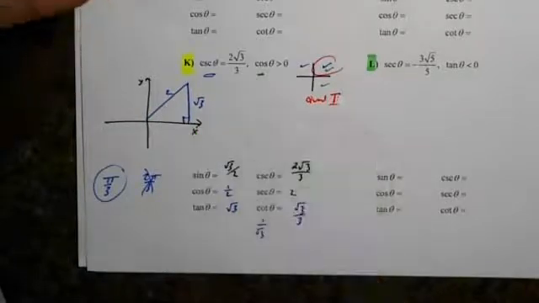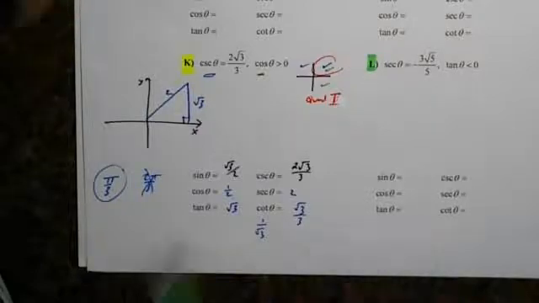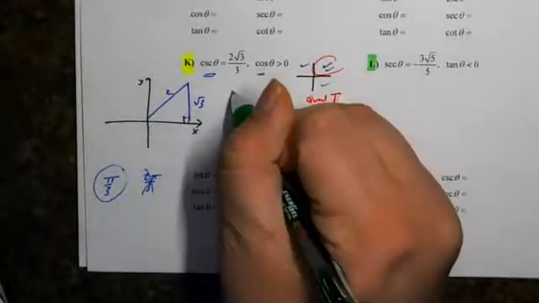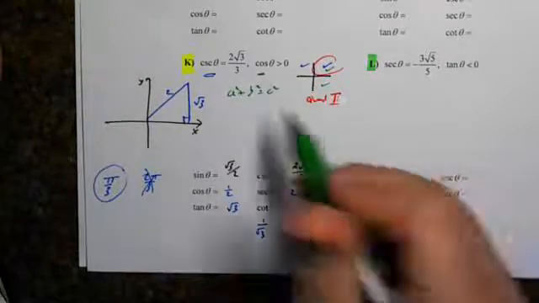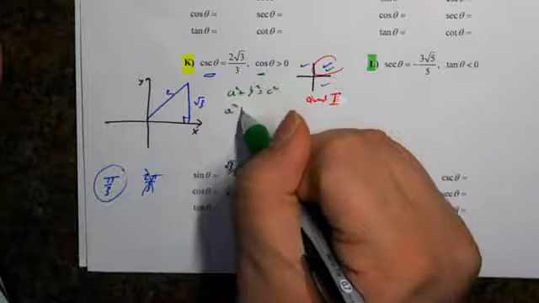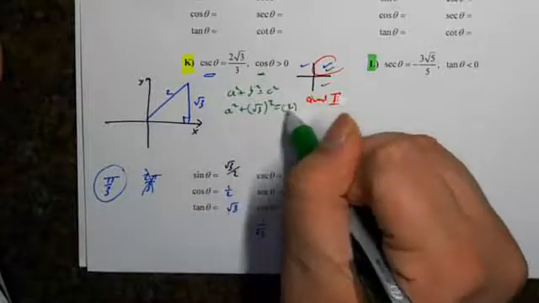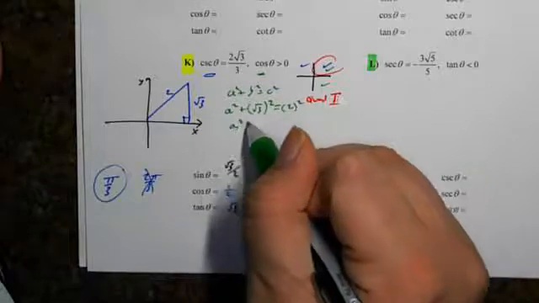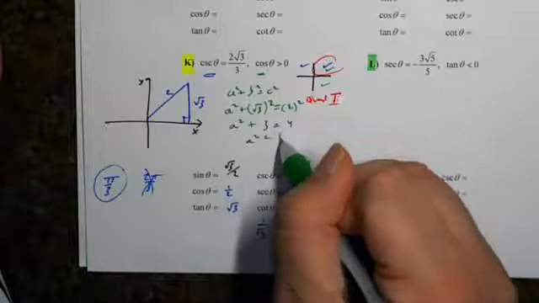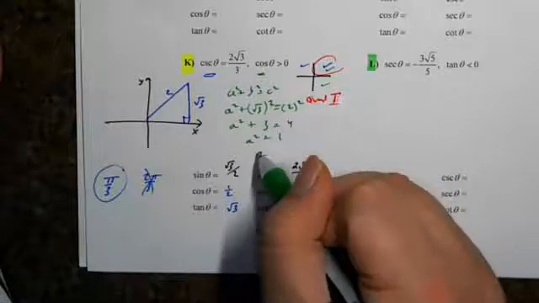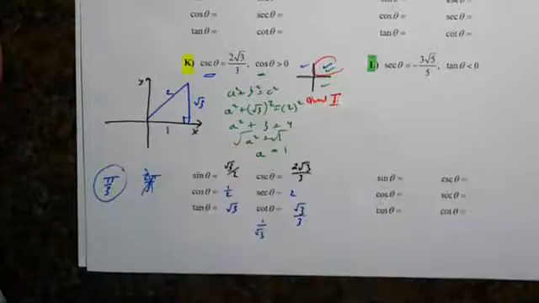That's okay. What we're thinking about here is not the exact unit circle. We're thinking about the ratio of sides. So a squared plus b squared is c squared. So what I have is a squared plus the square root of 3 squared is equal to 2 squared. A squared plus 3 is 4. Subtracting 3 from both sides, a squared is 1. Taking the square root of both sides, a is 1.